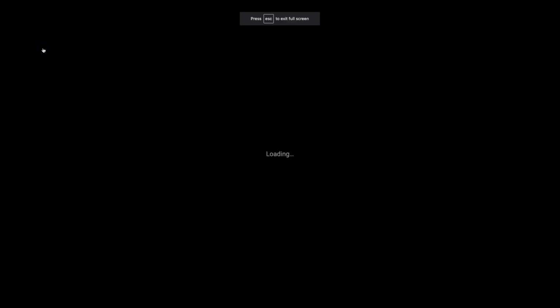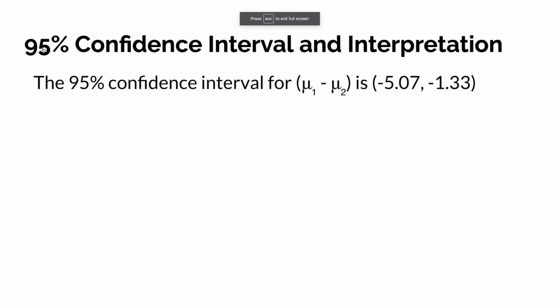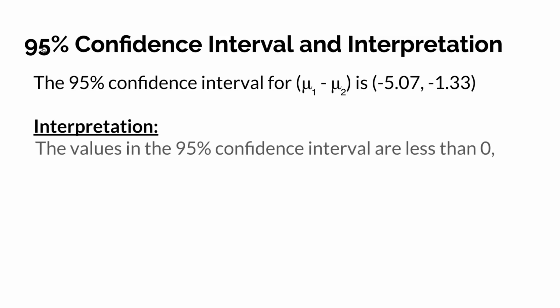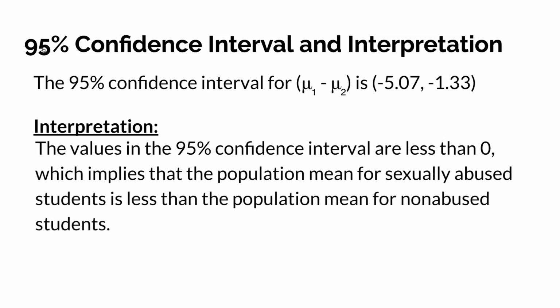Okay, because mu1 stood for the average cohesion score from the abused group. Well, we'll go and read this. We're almost done. The 95% confidence interval for mu1 minus mu2 is these numbers, both negative. The values in the 95% confidence interval are less than 0. They're both negative, which implies that the population mean for sexually abused students is less than the population mean for non-abused students on this family cohesion score or the survey.